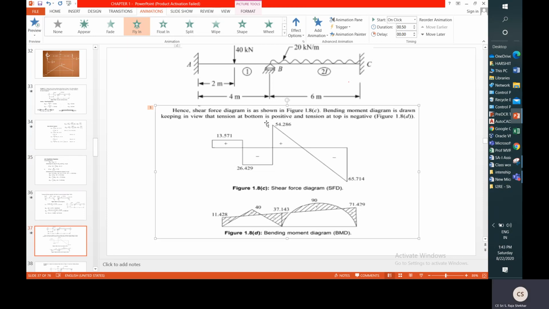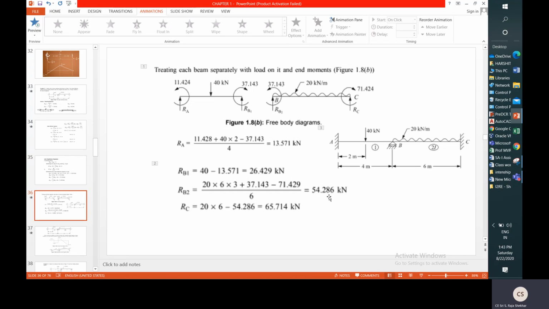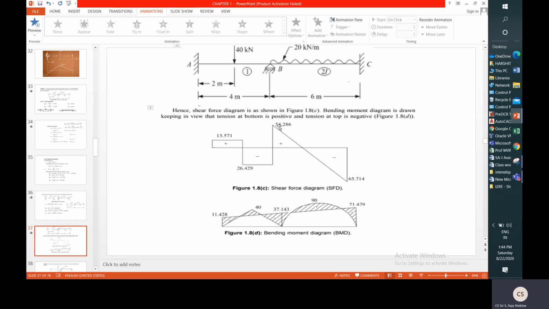At support B, RB2 is equal to 54.286. Write that one. RB2 is equal to 54.286, and RB1 is equal to 26.429. After that, the total intensity of the load is 40. After that, the reaction at A is positive, that is 13.571. So this is the variation of the shear force diagram.